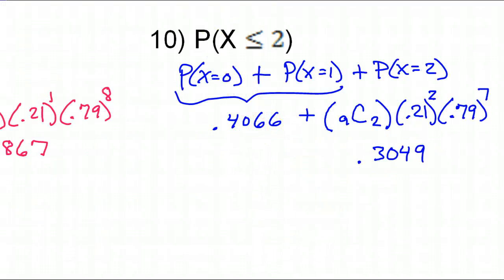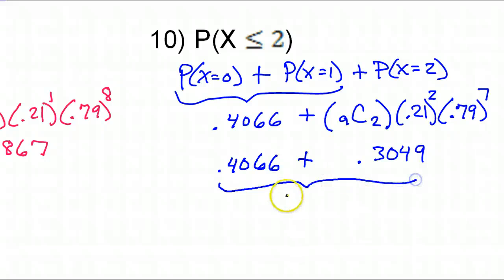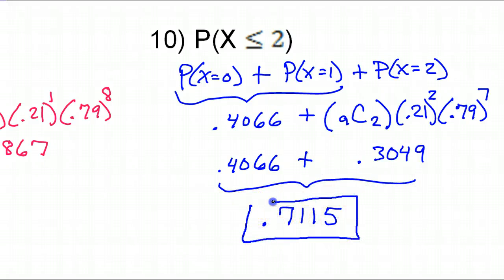All right, so now all we have to do is add that with the 0.4066 and for the total answer. So that's going to be 0.7115. Okay, so that is it for number 10.